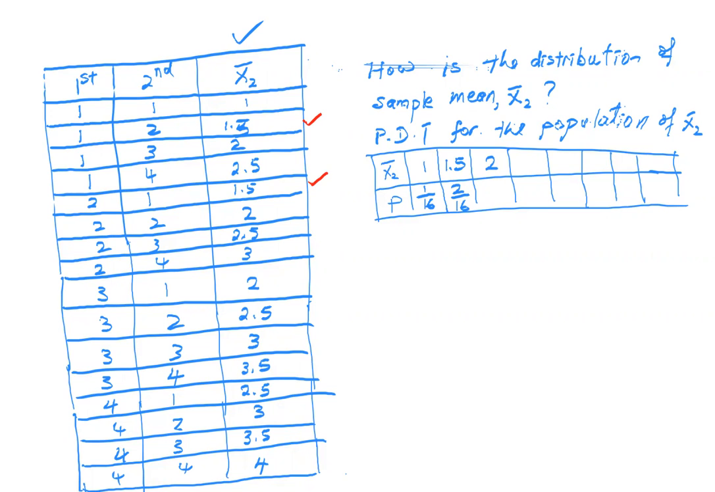Are you with me? Okay, 3 times. Okay, what is the next higher sample mean? I'm talking about here, this column, the sample mean column. The next sample mean will be 2.5. 2.5 appears how many times? 2.5 appears 3 times, 4 times. Correct?